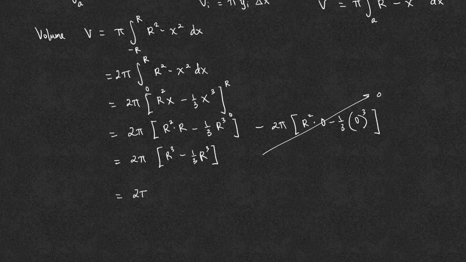This is 2 pi times 2/3 r cubed. 2 pi times 2/3 r cubed is 4/3 pi r cubed. So we use calculus to confirm the volume of a sphere of radius capital R.